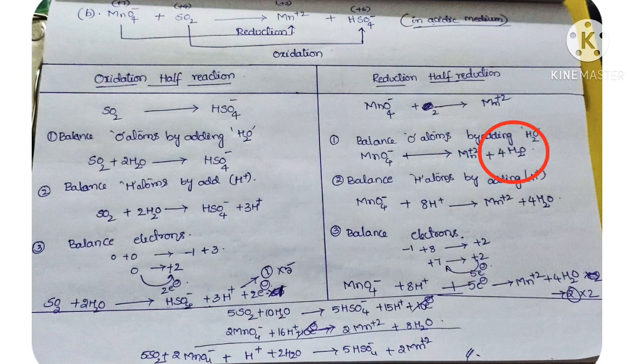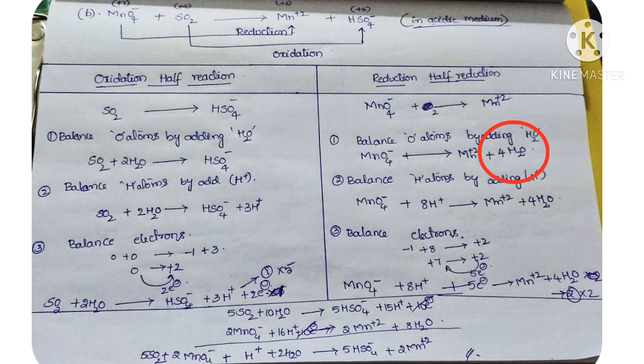Why are 4 water molecules added to this equation? Because on the left side there are 4 oxygen atoms and on the right side there are no oxygen atoms. So we balance oxygen atoms by adding water molecules. On the left side there are 4 oxygen atoms, so on the right side we add 4 water molecules, which adds 4 oxygen atoms.